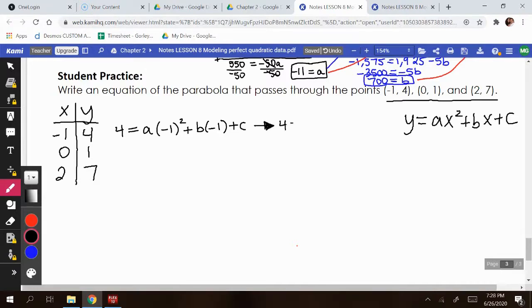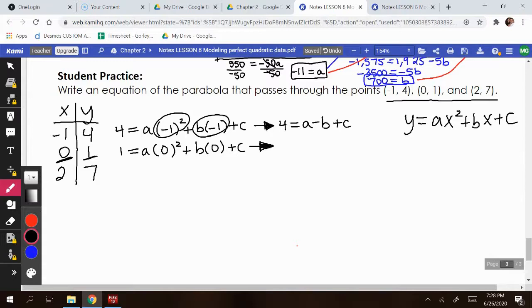That's going to become 4 equals, see, negative 1 squared is a positive 1, so I have positive 1a. This is going to become minus b, and then I have plus c. For my second equation, now my y value is 1, so I'll have 1 equals ax squared, x is 0, plus bx, x is 0, plus c. Simplify that down. We get 1 equals, see, 0 times anything is just 0, so really it's going to be 1 equals c.